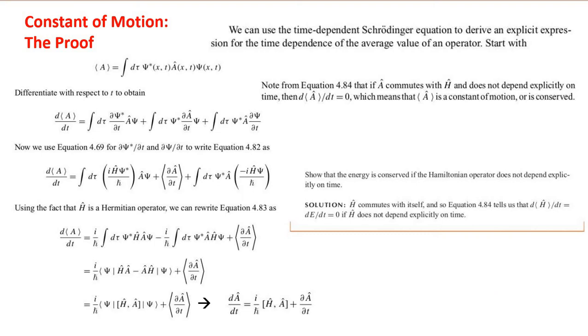And we know the famous word, stationary state. Why are they called stationary states? Because they don't change with time. Now why don't they change with time? Because of this law of constant of motion. Okay, and because H is a self commutator, the H, H commutator is 0. Fine.